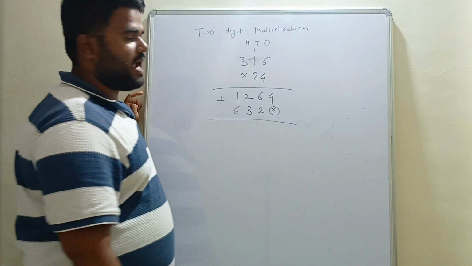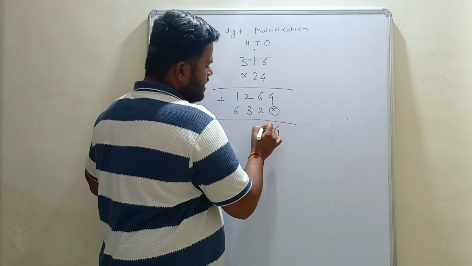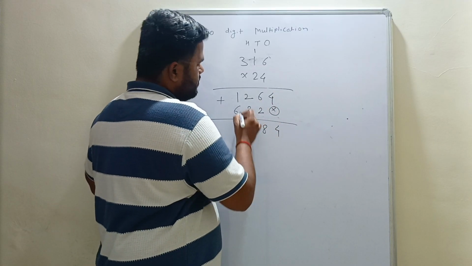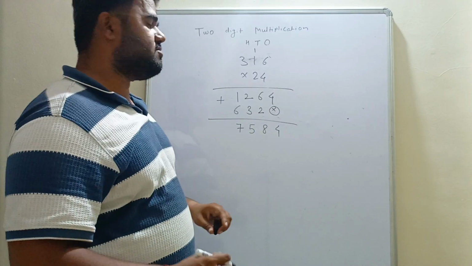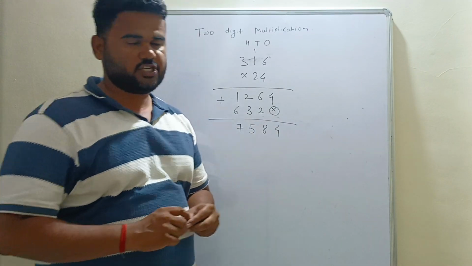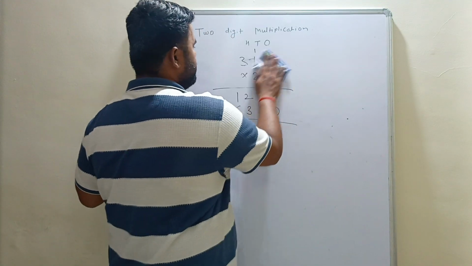We will perform addition here. This is 4. 6 plus 2 is 8. 3 plus 2 is 5. 6 plus 1 is 7. This is our fourth multiplication. We are going to perform our last and fifth multiplication.